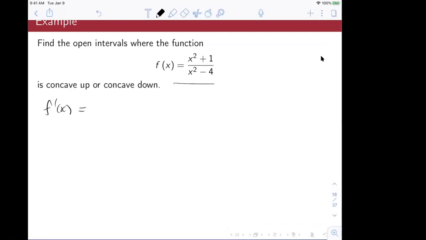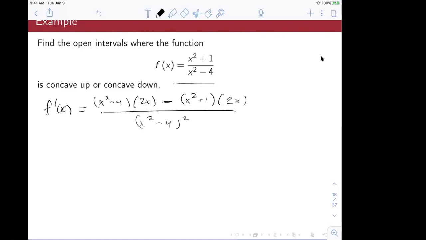Very good. So the quotient rule says I need low d high. So low is x squared minus 4 times d high. What's d high? 2x. Very good. Minus high, x squared plus 1. By the way, on the last exam, I saw a lot of pluses here. Remember that this is a minus in the quotient rule. So minus high d low. What's d low? 2x. Very good. Over the square of what's below, so over x squared minus 4 squared.